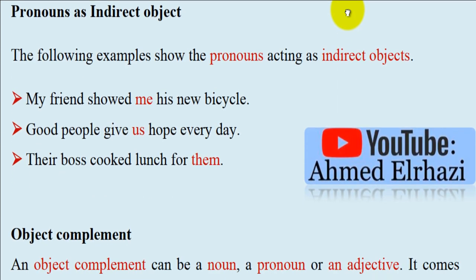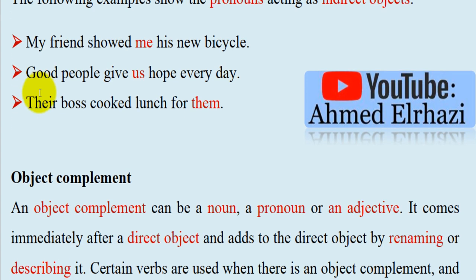Pronouns as indirect object. The following examples show the pronouns acting as indirect objects. And these pronouns we are talking about are those that are by nature used as objects, like me, you, him, her, us, it, them, etc. My friend showed me his new bicycle. Me is an indirect object, a pronoun that functions as an indirect object. And the same thing with the rest. Good people give us hope every day. Their boss cooked lunch for them.